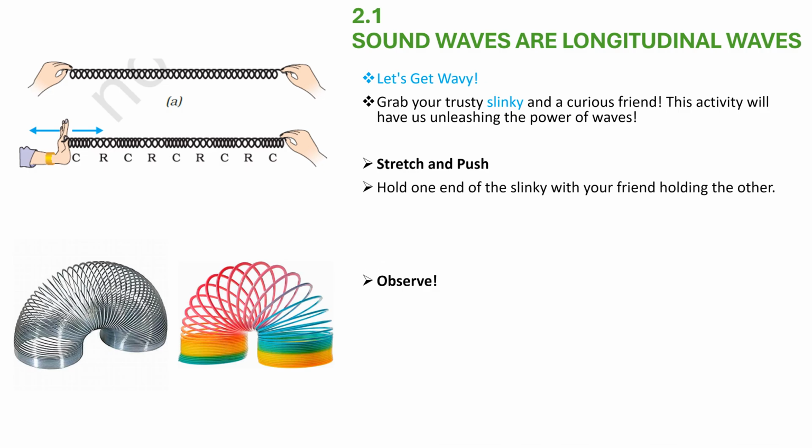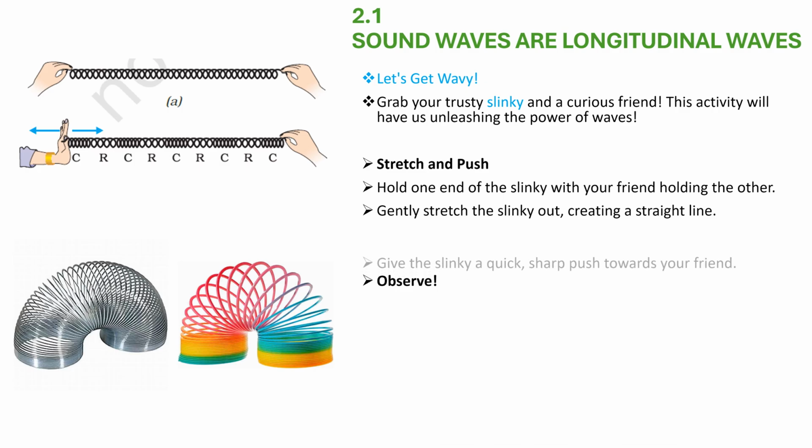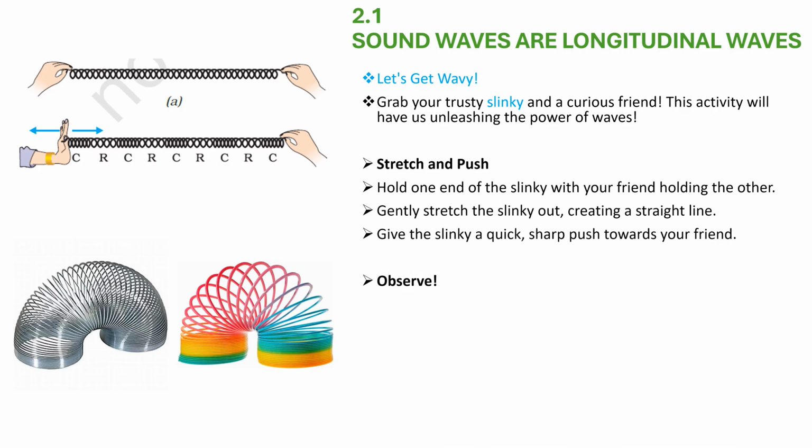So hold one end of the slinky with your friend holding the other. Gently stretch the slinky out, creating a straight line. Just imagine, you're stretching it to make it a straight line. Give the slinky a quick sharp push towards your friend. It means you're pushing it inside. This way you're doing. Then what happens?